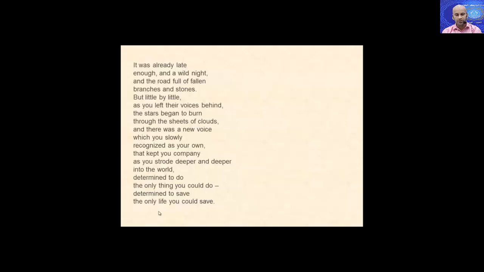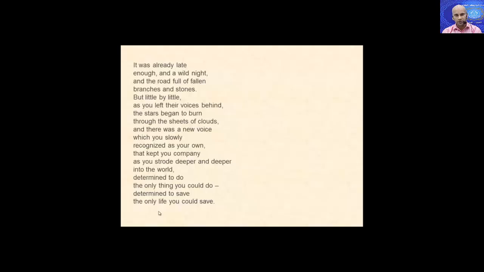You could find the stars through the sheets of clouds. Means they were hidden by the clouds. So these clouds mean the problems or the obstacles. They were hiding your goal or your aim or your star. And there was a new voice which you slowly recognized as your own. So there is a new voice. Whose voice is it? It is your voice.